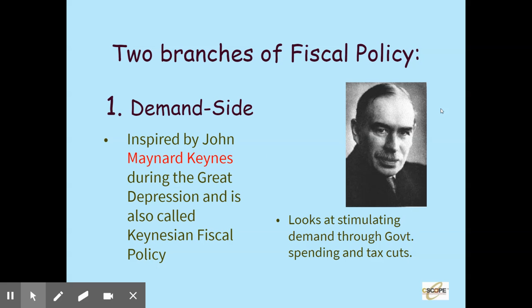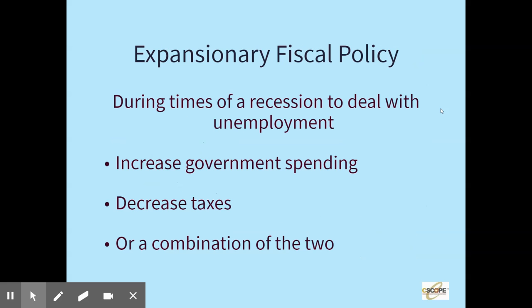There are two branches of fiscal policy. Demand side: you see John Maynard Keynes. He was one of the economic philosophers we talked about earlier in the year. He looked at stimulating demand through government spending and tax cuts for the American people. So cut taxes on the American people so they would have more money to spend. In turn, that would stimulate the economy. I think there's more on the next slide.